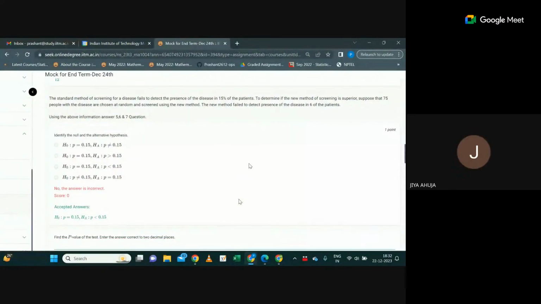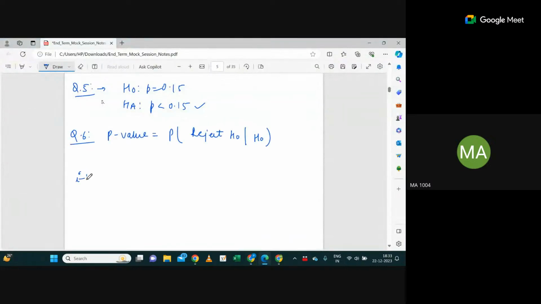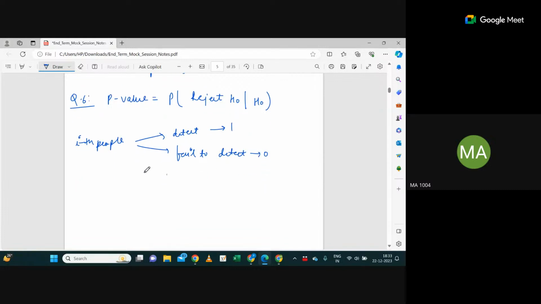No, see here, read the question carefully. First of all, forget about the Z test and converting to standard normal. Tell me what kind of distribution is there? Sir, it is a binomial distribution. Binomial, right? Binomial for 75 people, Bernoulli for the ith person. Because for the ith person there will be two cases: either it will detect or it will fail to detect. Only these two cases will be there, correct? You can define 1 for one, 0 for the other. Now how many samples are they going to take? 75 samples, right?